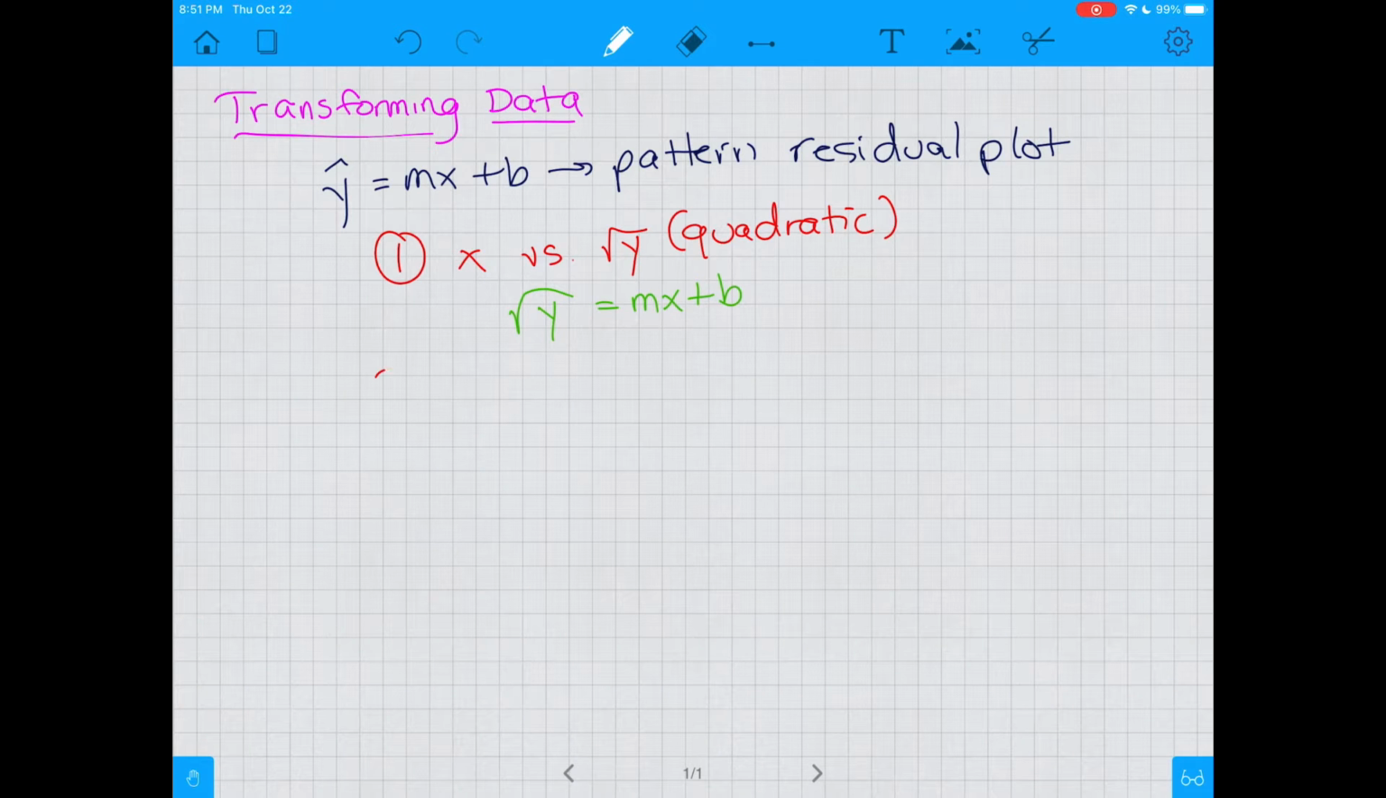Next, my second option is to look at the reciprocal, 1 over y, and see if that helps. So the first thing I'm going to try is number 1, taking the square root of all the y values. If that doesn't work, meaning I still have a pattern in my residual plot, then I'm going to move down the ladder and try this model.